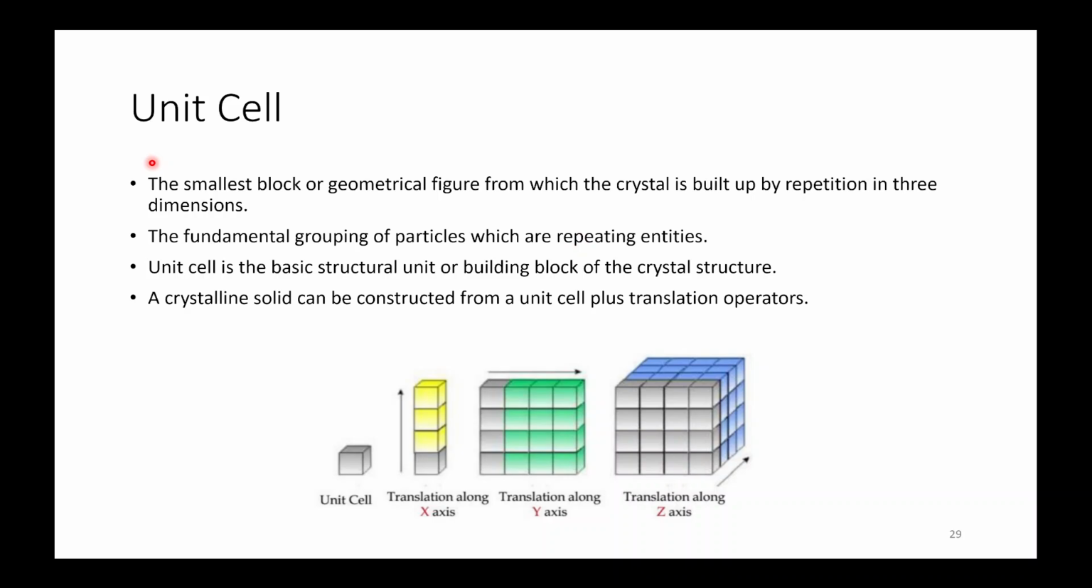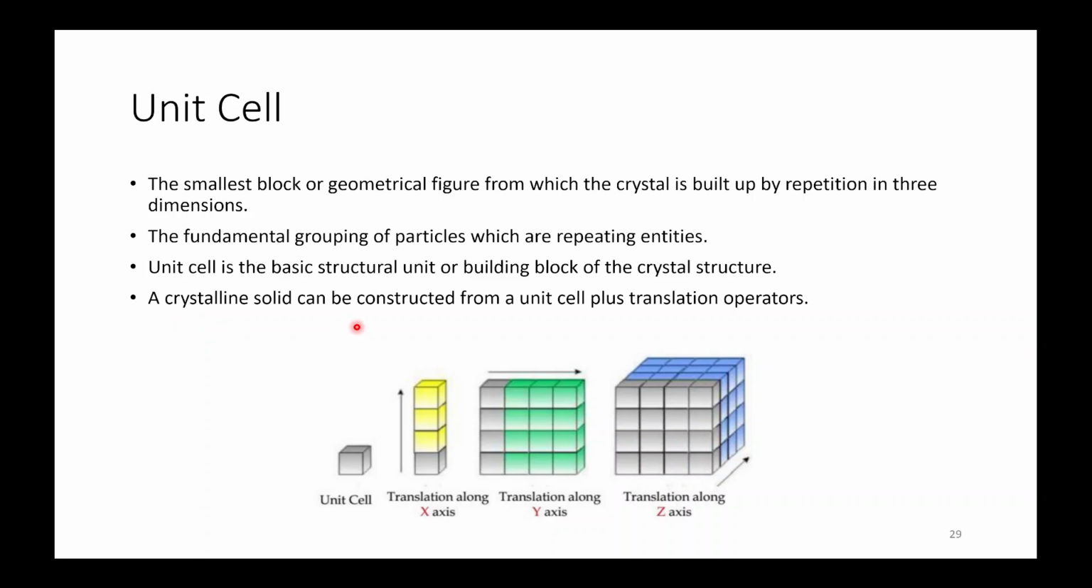Now unit cell. Unit cell is the smallest block or geometrical figure from which the crystal is built up by repetition in 3 dimensions. So when we take a material and repeat it, we can reach the crystal structure again, so that will be your unit cell. It is the fundamental grouping of particles which are repeating entities, and the unit cell is the basic structural unit or building block of the crystal structure.